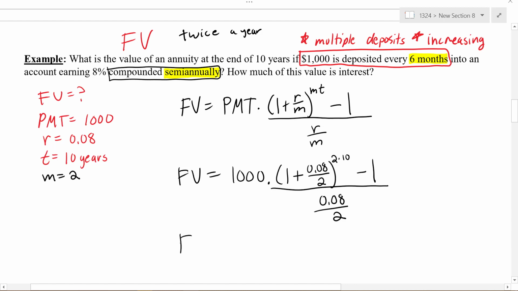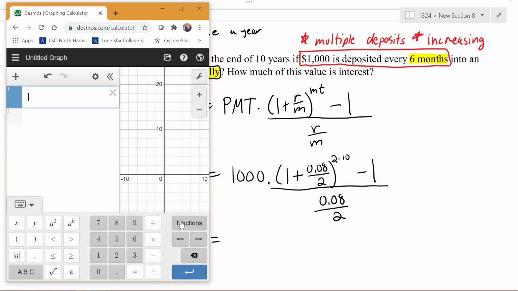Okay, so I'm just going to put this right into my calculator in Desmos and see what we get for that future value. So I'm going to type in my 1,000. We're going to multiply that times, and I'm going to do parentheses, 1 plus the 0.08. We're going to divide that by 2. I'm going to come outside of the parentheses, and I'm going to raise that to a power. I'm going to put parentheses around the power and let my calculator do all the work for me. So that's 2 times 10. And then I'm going to come outside of those parentheses, make sure I come outside of the exponent, and then I'm going to subtract 1.